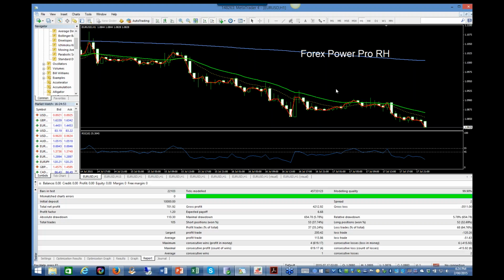So I'll do a bit more work on this over the coming week, and next week we'll look at these results in a bit more detail and get these optimized, at least for the Euro USD.